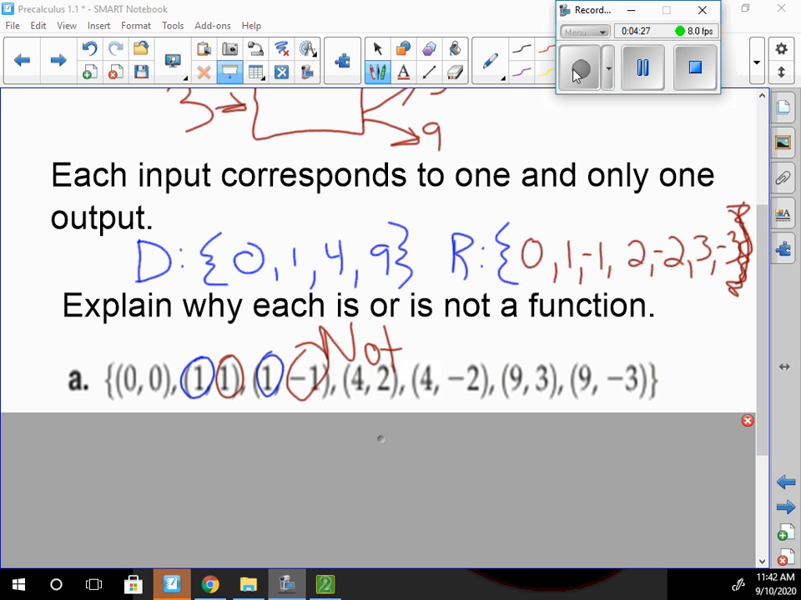There's yet another way to tell, and it would be to graph these points. So we would just put these points into a graphing calculator or graph them on a sheet of paper. And when I put these points in, if I draw a vertical line and it goes through 2 points, then it would not be a function. So a lot of different ways to come up with the same result.